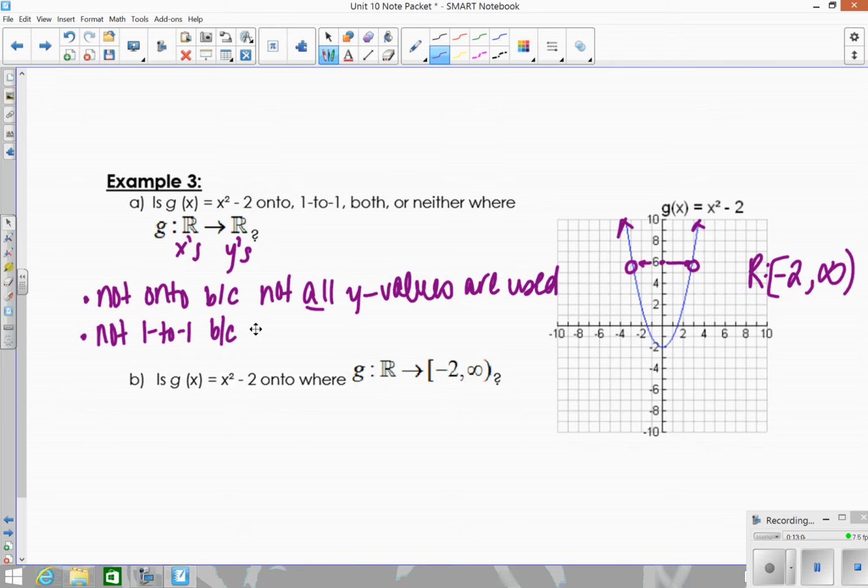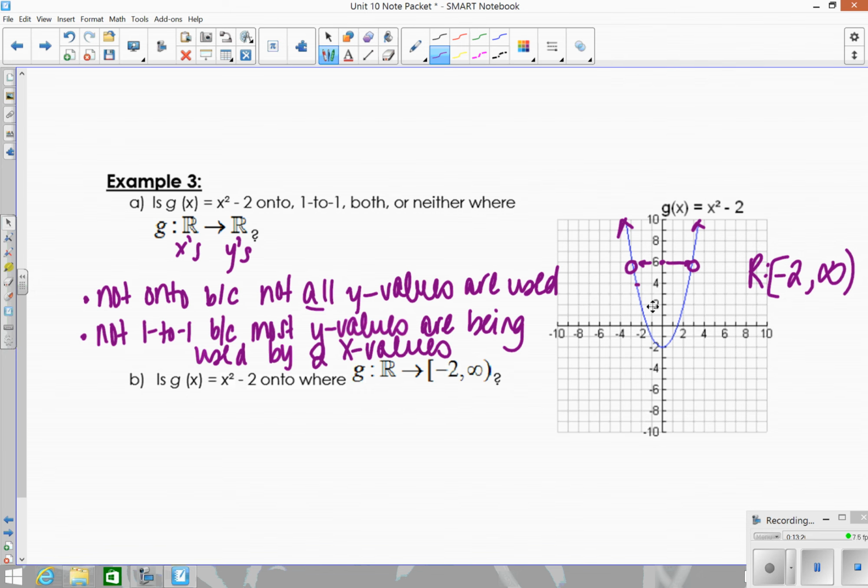because most of the y values are being used by two x values. Since this parabola is symmetric, most of these y values have two x values associated with them. The only one that wouldn't would be the vertex. So this is going to be neither.